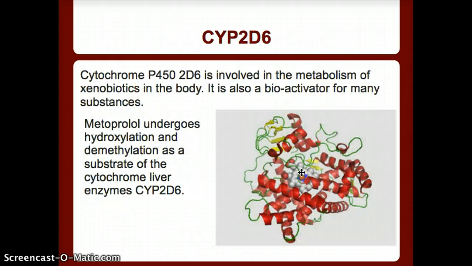Cytochrome P450 2D6 is involved in the metabolism of xenobiotics, or substances that aren't normally found in the body. It is also a bioactivator for many substances. In this case, CYP2D6 is the metabolizer of metoprolol. So it gets broken down in the liver, where it undergoes hydroxylation and demethylation before leaving the body.